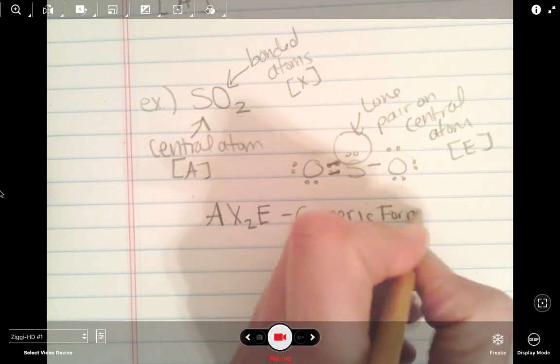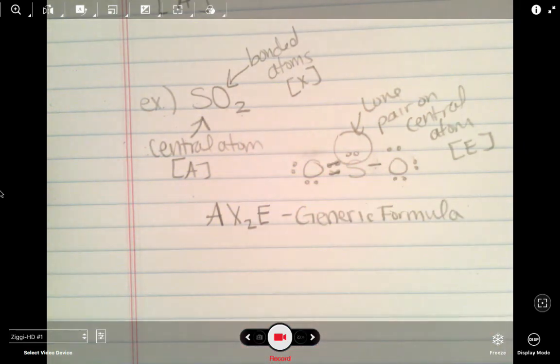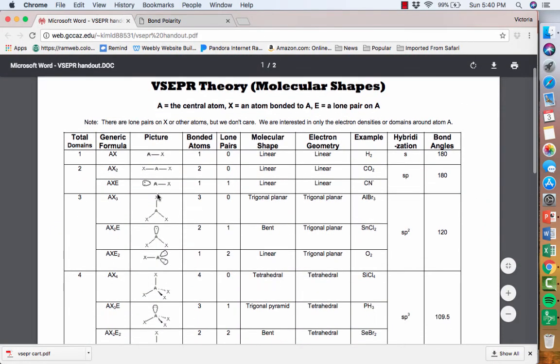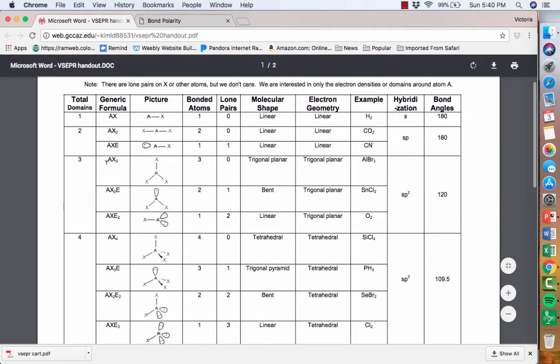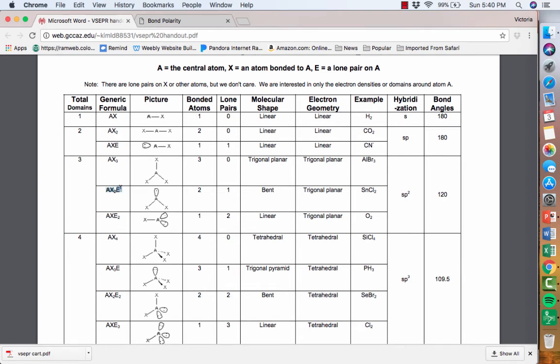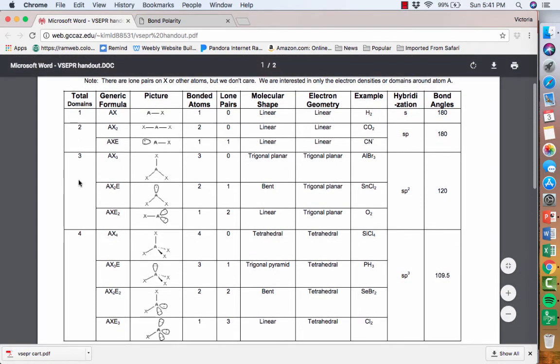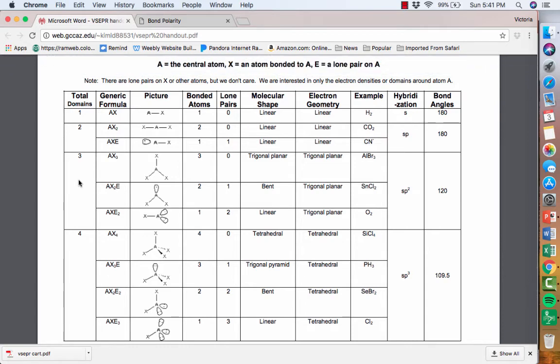The generic formula is associated with a set of properties. Looking on a molecular shapes chart, I'm going to go down and figure out where AX2E is. Oh, it's right there. So let's just go through this chart for a little bit. It says in the very first column, total domains, that is your X and your E together. So there are 2 bonded atoms and 1 lone pair. That's a total of 3 things. So I'm in the 3 domain, AX2E, and this tells me how to draw it.